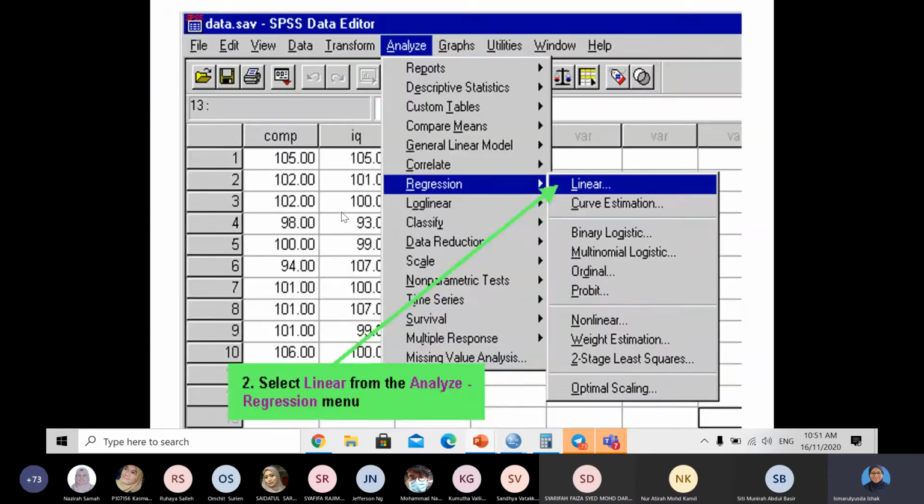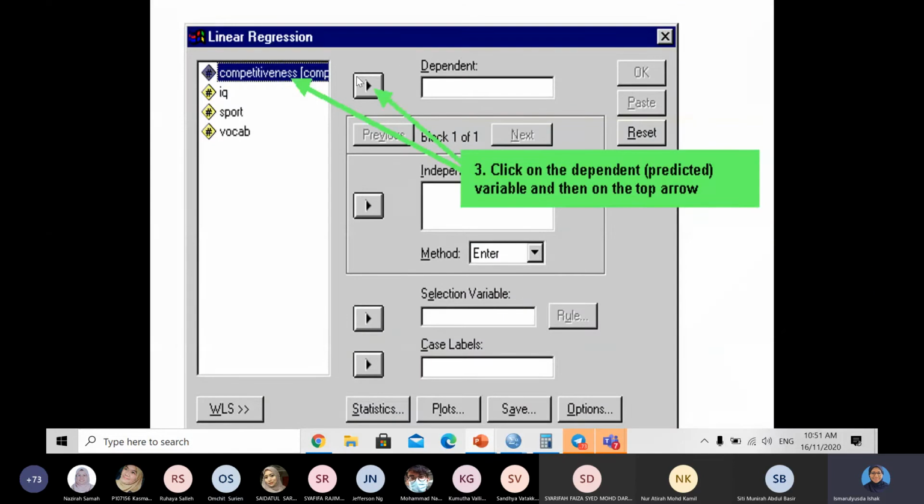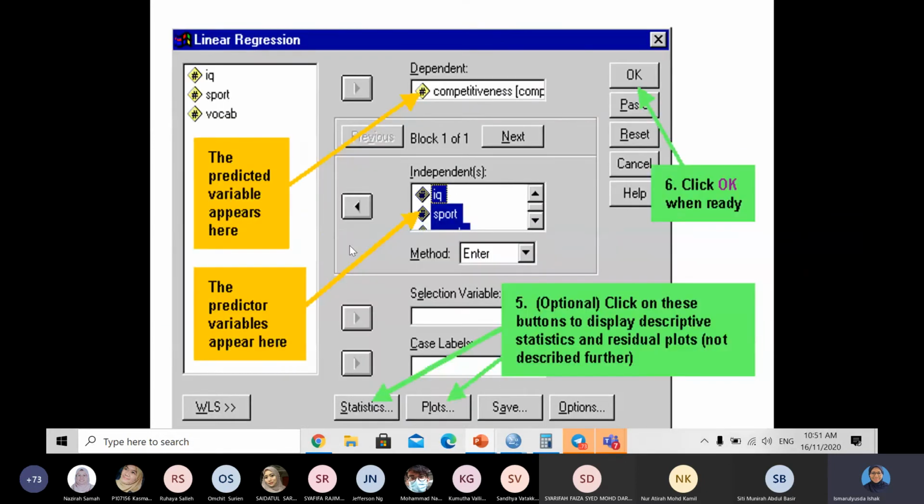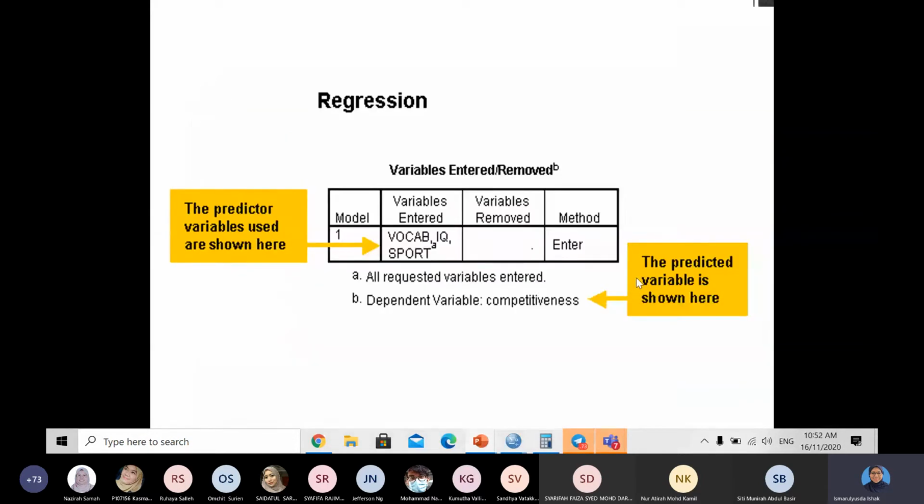Alright, so here analyze regression linear, the same as the simple linear. But the dependent has one, and the independents have 3. You put all the 3 in the independent variables, the predictors. Okay, there is statistics, plots, and save. Just click OK. Here, I just give you the enter method. This is the result of the enter method.